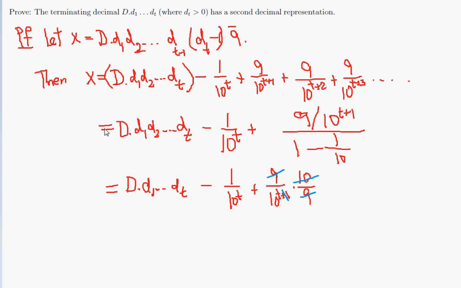And so the proof ends because the next line is going to be exactly what we started with. So these terms cancel completely, and I'm left with d1, d2 through d sub t. So the second representation of x is equal to the terminating decimal d point d1, d2 through d sub t. And that is the end of the proof.